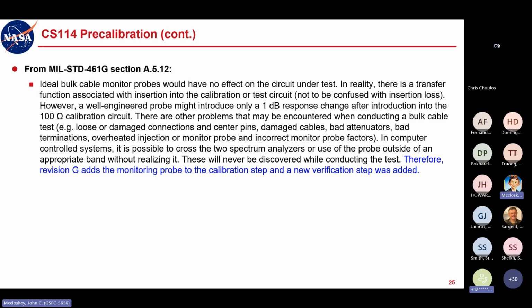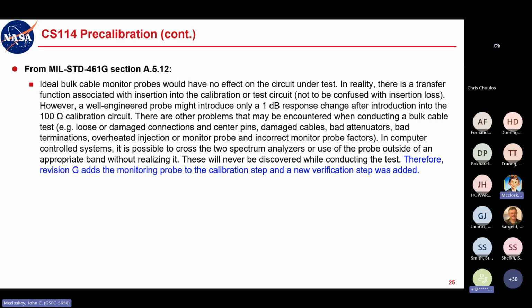There are other problems that may be encountered when conducting a bulk cable test, e.g. loose or damaged connections and center pins, damaged cables, bad attenuators, and so on and so forth. In computer-controlled systems, it is possible to cross the two spectrum analyzers or use the probe outside of an appropriate band without realizing it.